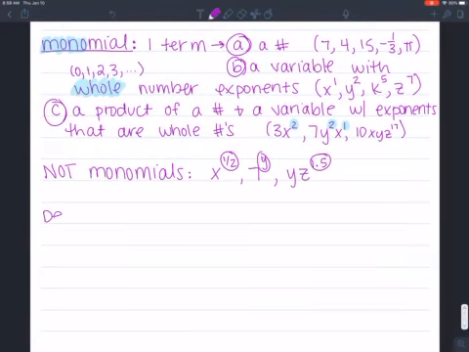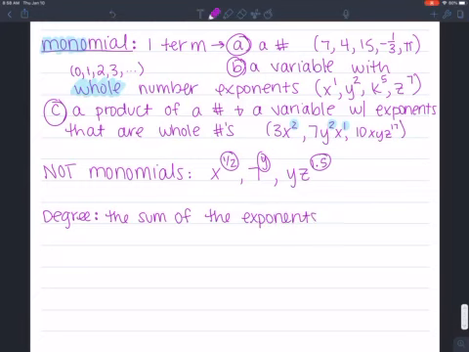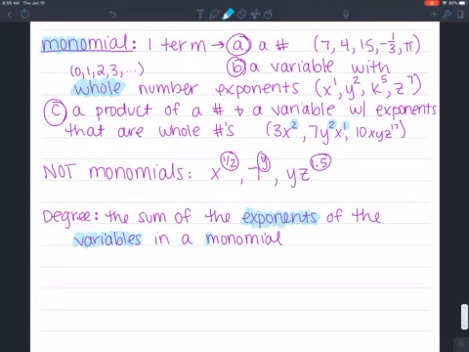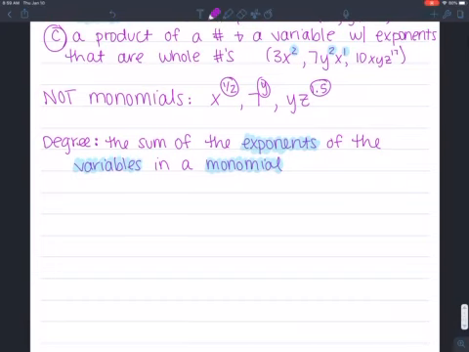So now we're going to talk about the degree of a monomial. This is the sum of the exponents of the variables in a monomial. A couple things we want to make sure of: we're looking at only the exponents of only the variables, and it has to be of a monomial. We're going to talk about polynomials in just a second, but monomials mean that there's only one term.